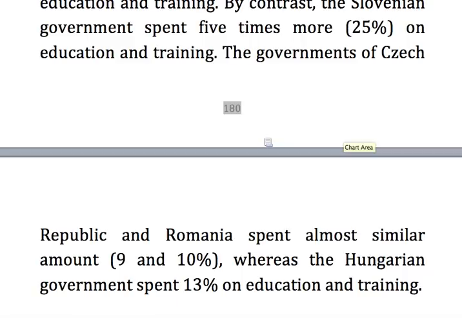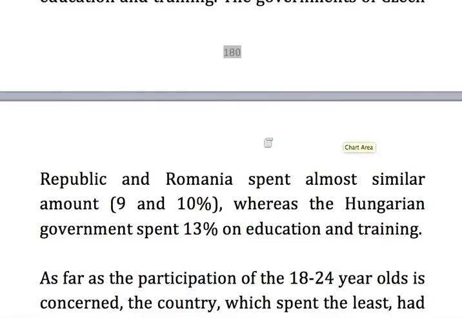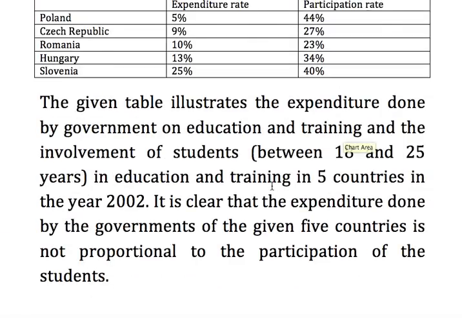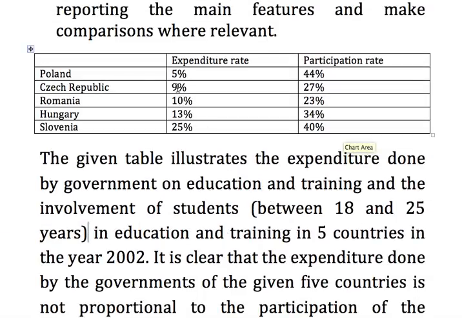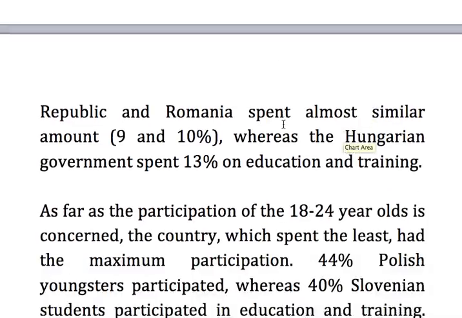The governments of Czech Republic and Romania spent almost similar amount, 9 and 10%, whereas the Hungarian government spent 13% on education and training. So here the government of Czech Republic and Romanian government spent almost similar amount, and Hungarian government spent 13%.